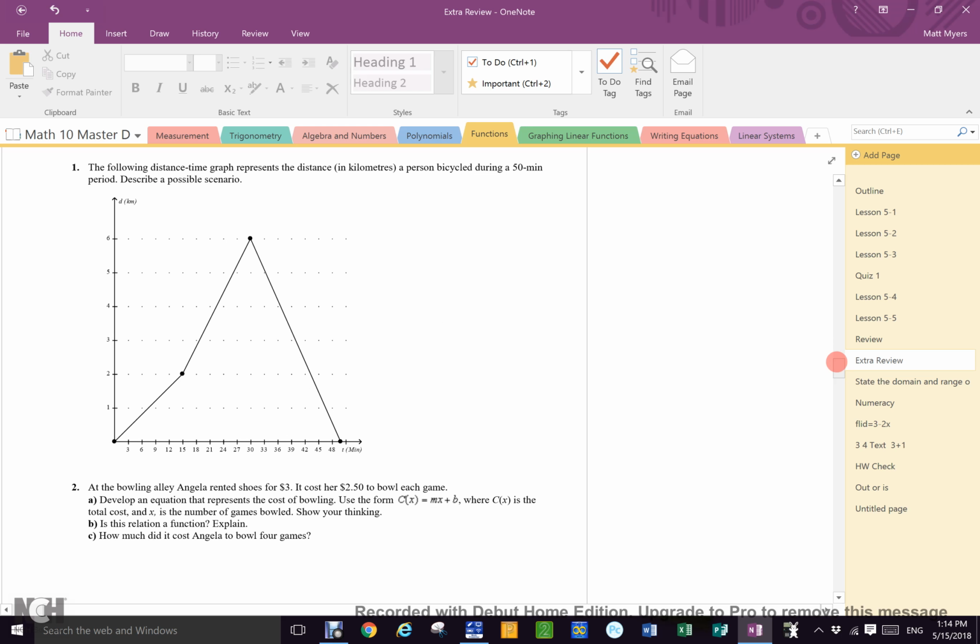Describe a possible scenario. The blue part, she rides for 15 minutes at 8 kmh.